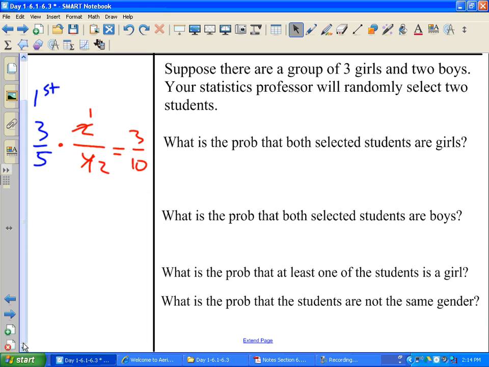What is the probability that both students are boys? Same game. How many boys are in the bucket to start with? 2 out of 5. And then there's going to be 1 out of 4. Is this game easy? Should be. Does it make sense that the probability of pulling out 2 boys in the group is a smaller probability than pulling out 2 girls? That should make sense. Why? There's more girls in the bucket than there are guys. Okay?